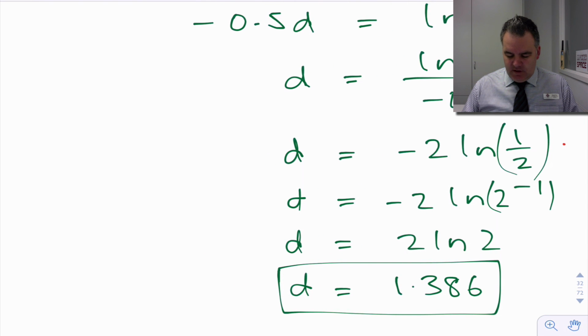So it's a little bit tricky going from there to there, but it's something that sometimes the answers say that, and people say, why have I got negative 2 ln a half? Well, it's the same as 2 ln 2. And on my calculator, that is 1.386, which from my diagram looks like it's less than 2, so it looks like it's good to me.